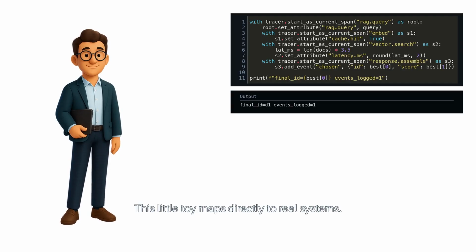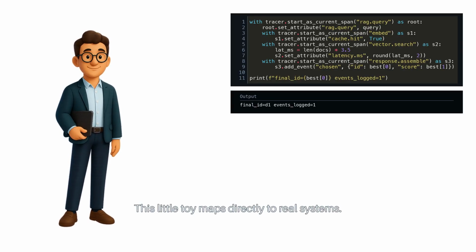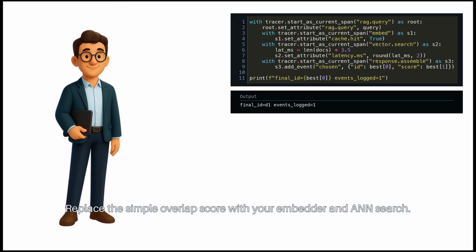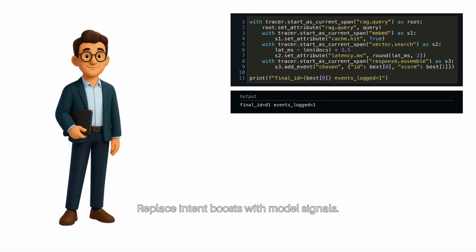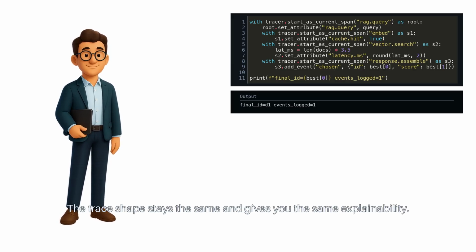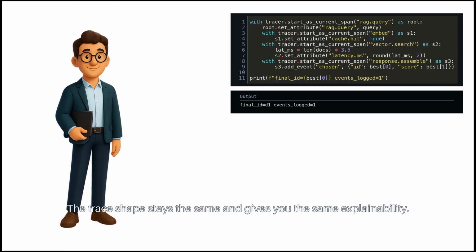This little toy maps directly to real systems. Replace the simple overlap score with your embedder and ANN search. Replace intent boosts with model signals. The trace shape stays the same and gives you the same explainability.